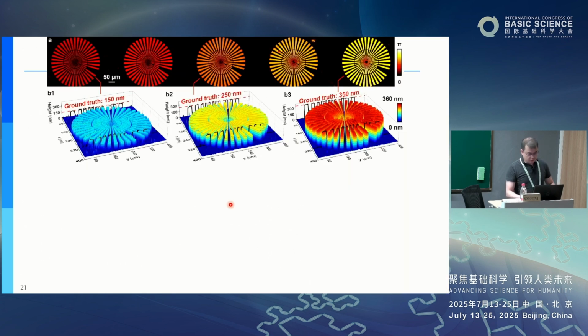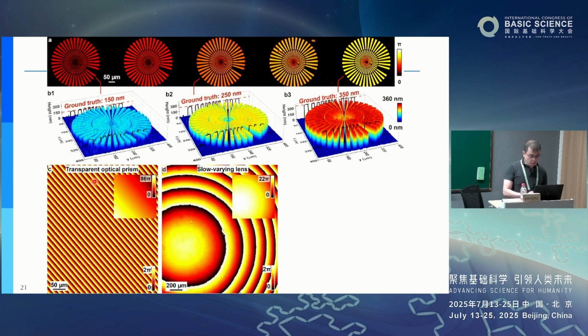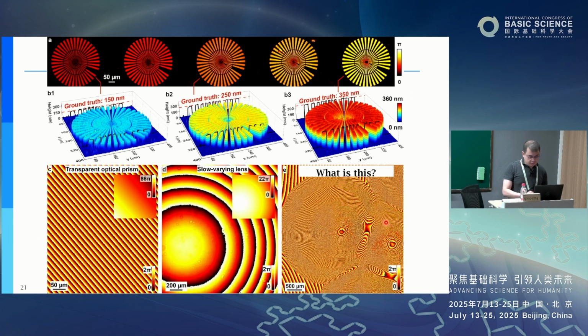Another advantage here is that we can image the phase information, which is related to the height of the sample. For example, here we can recover the phase of different targets, and you can see that they match the ground truth. This is the phase information of an optical prism, this is the lens, and this is the phase information of the bacterial colonies.